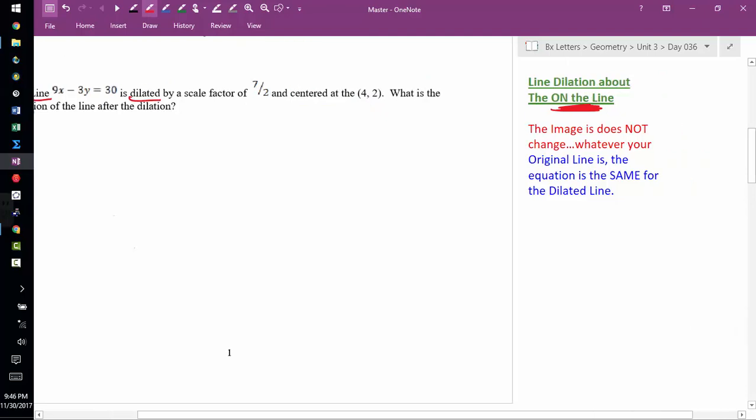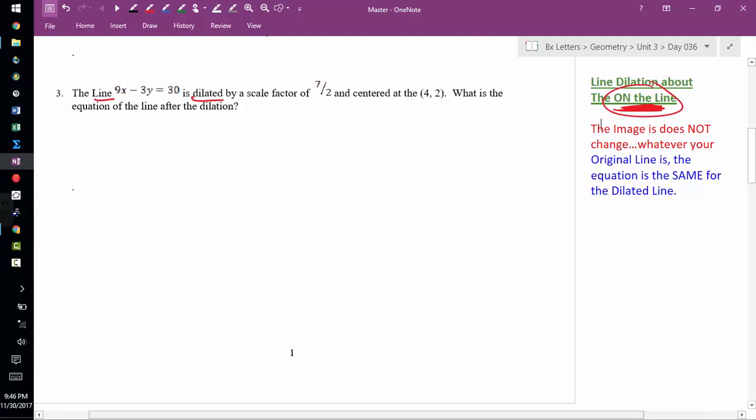So when we do a dilation about a point on the line, the key thing to remember is that the equation of the image does not change. It's the same as whatever the equation of the original is, which they give us. So this problem really comes down to, is this point (4, 2) on our line? Is this x value and this y value, do they belong to the equation of that line?